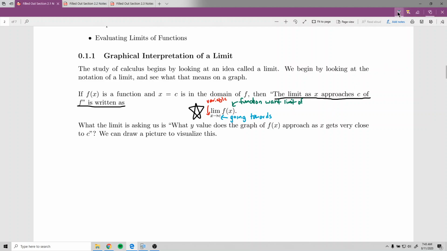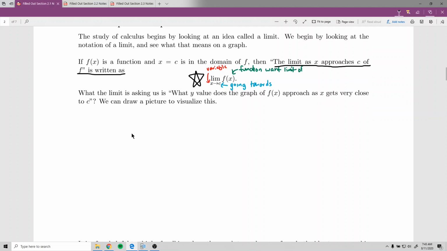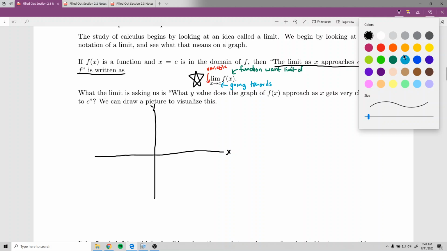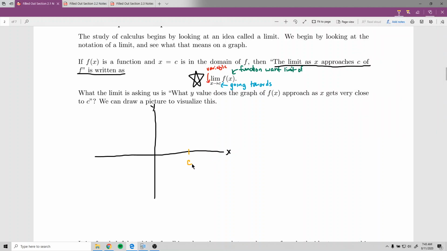So that's important notation. The first thing we'll do is I'll kind of draw a picture for you to explain what the limit means. But in words before we get there, what the limit is asking us is, what y value does the graph of f of x approach as x gets very close to the number c? And so c is just a number. It can be any x value you'd like. But for the purposes of explaining this, I'm going to keep it as c. Let's pretend c is right here as our x value.